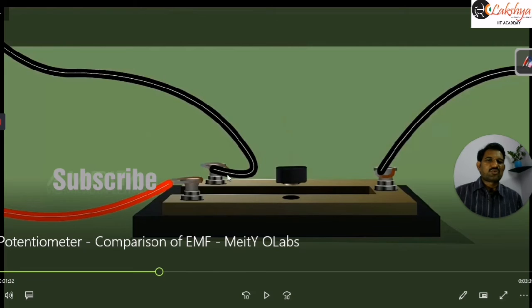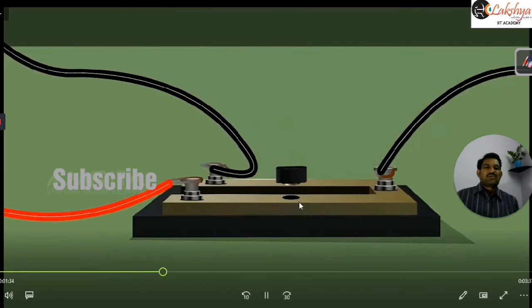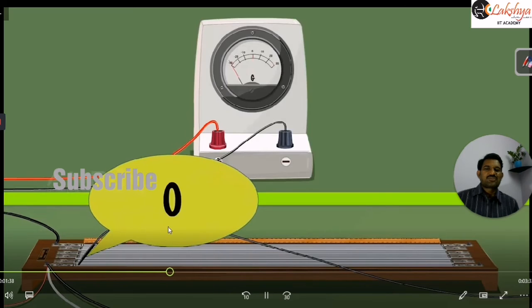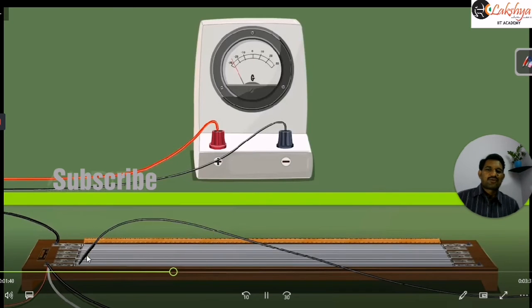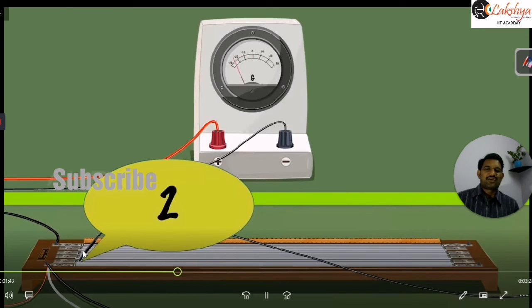If you are closing here, then this will be the conducting path available. If you are keeping this knob here, then this will be the conducting path available. Next, we adjust the jockey here. That means we observe the deflections in the galvanometer. We are pressing the jockey at the different wires here. A series of wires are there, as we discussed.